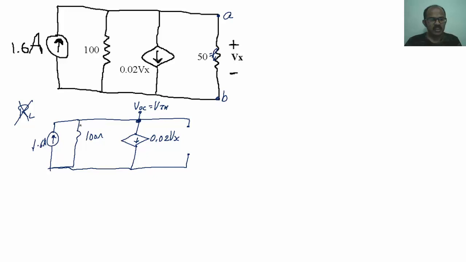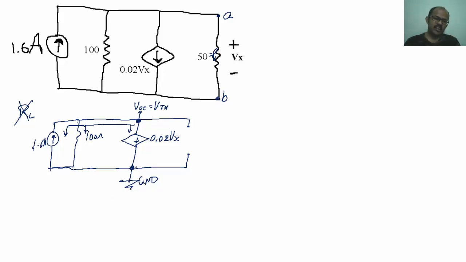This terminal and this terminal are the same, a common node, and one more node is this one. So I am going to connect it to ground. So I have two principal nodes, out of which one I have connected to ground. On the other one I am going to apply nodal analysis.